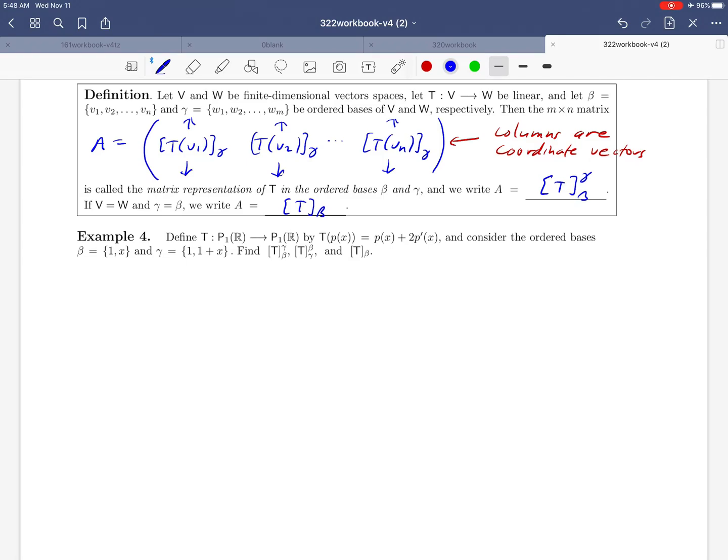Hello everybody, and welcome to example 4 on page 49 of the workbook. This is going to be our first example of actually calculating a matrix of a linear transformation. Okay, so let's read this example together.